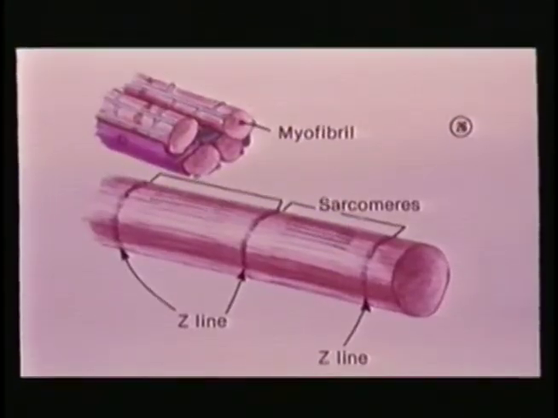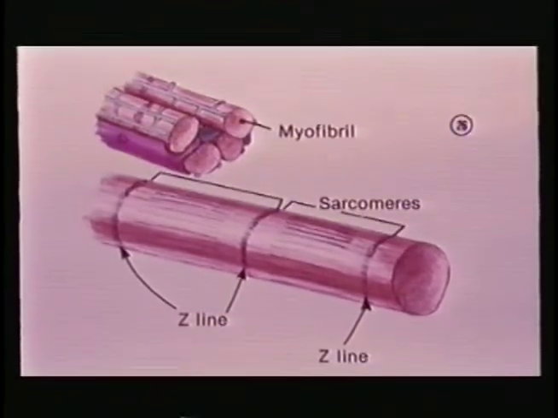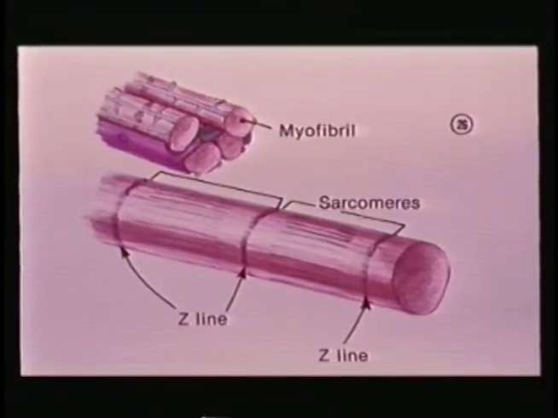Slide 26. The myofibril, as shown by electron microscopy, is composed of repeating units called sarcomeres. Each sarcomere is bounded by 2 Z-lines.